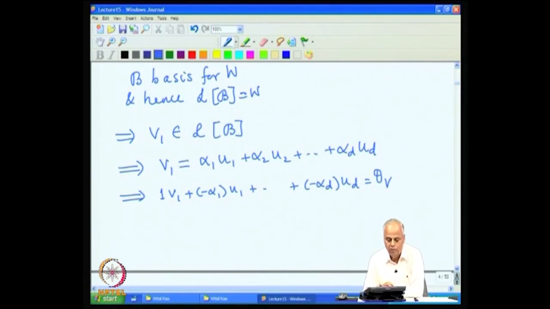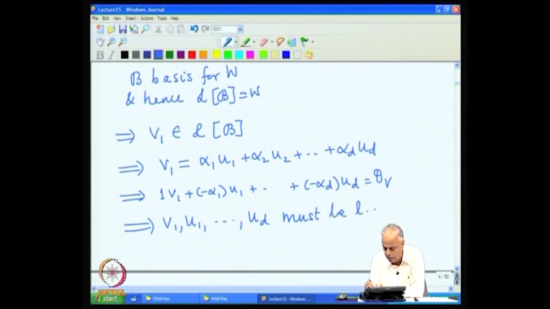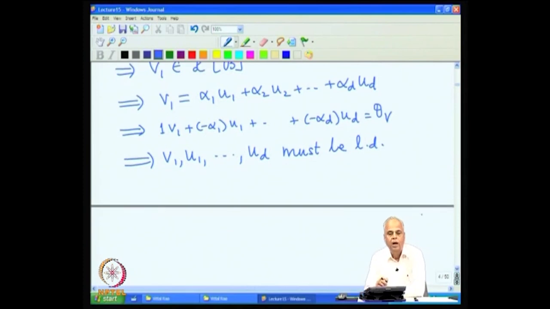And therefore, we have here a linear combination of the v1 vector and the u1, u2, ..., ud vectors giving rise to the 0 vector. At the same time, at least one of the coefficients in the linear combination is non-zero. Here is a non-zero coefficient, namely 1, the coefficient of v1. So, that says v1, u1, ..., ud must be linearly dependent. We have a linear combination in which not all the coefficients are 0, and hence these vectors must be linearly dependent.